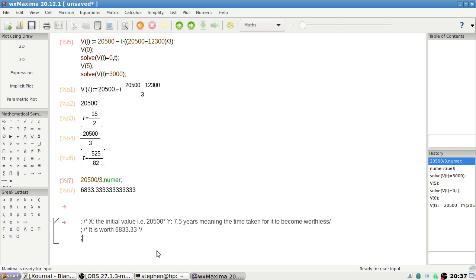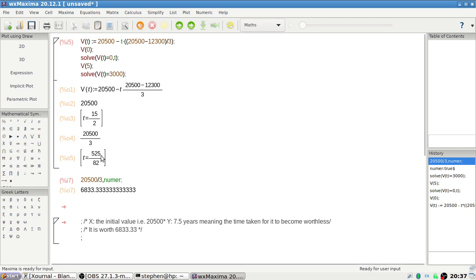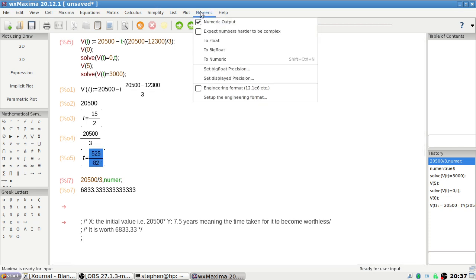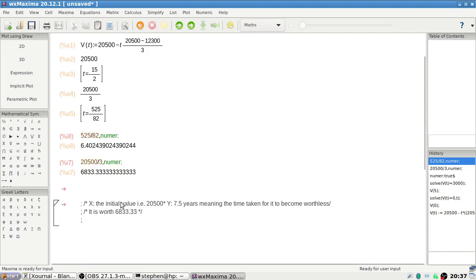Then when will it be worth 3,000? What is this now? After 6.5 years. 6.4 years.